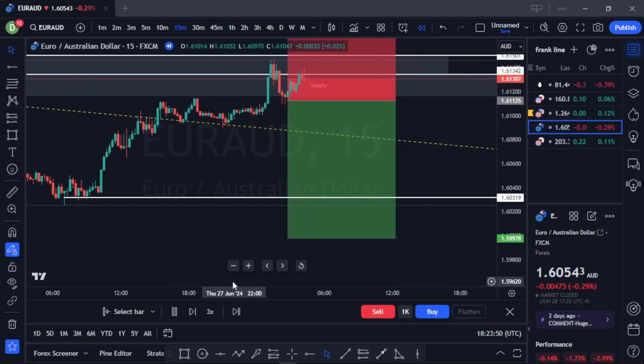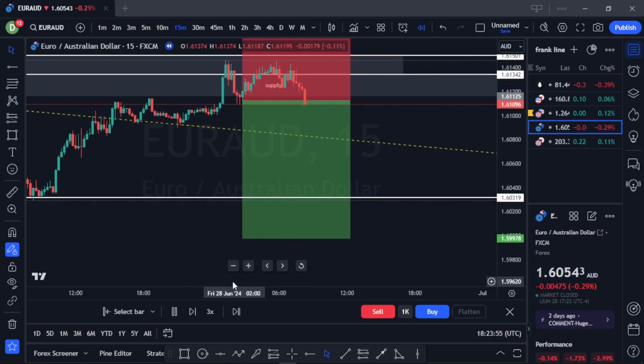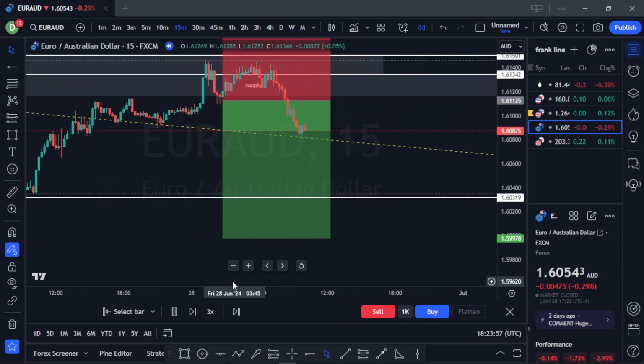Okay, our entry got tagged. We are moving into our stop loss zone. Now I'm still going to wait. Okay, now the market is giving us a bounce off.